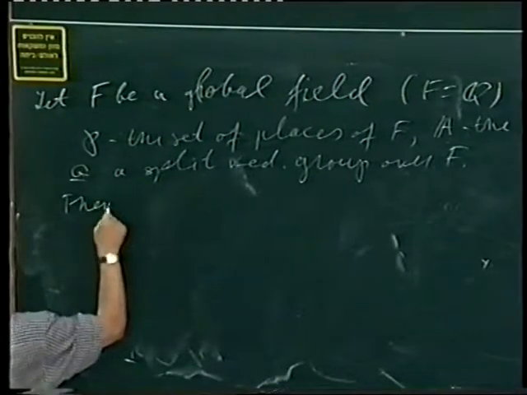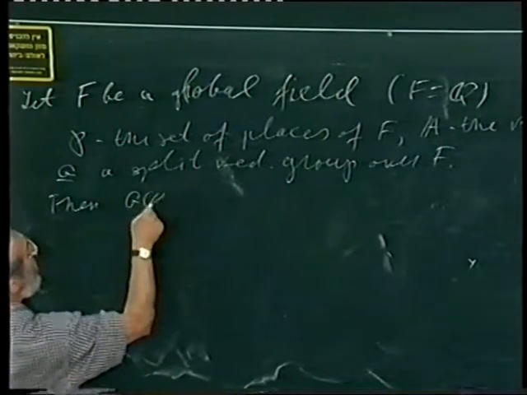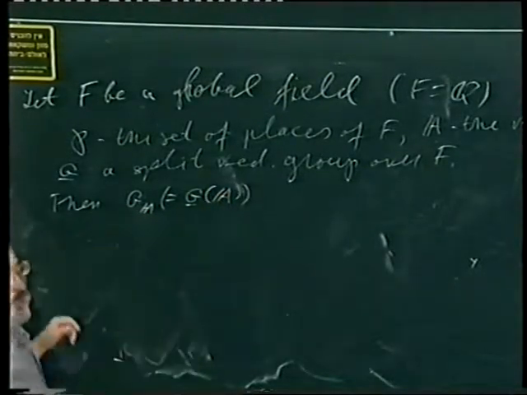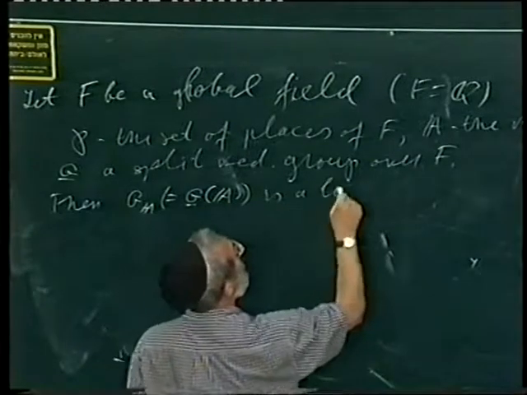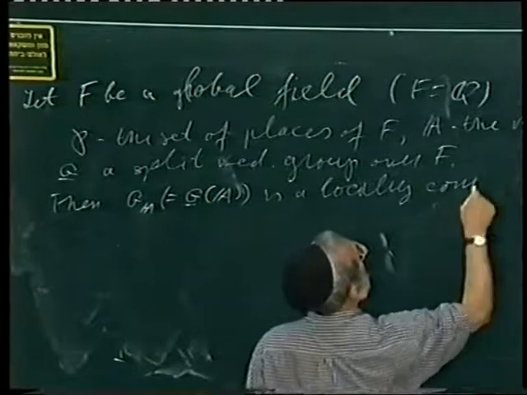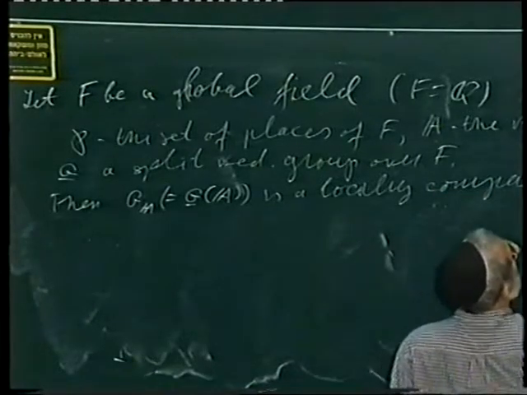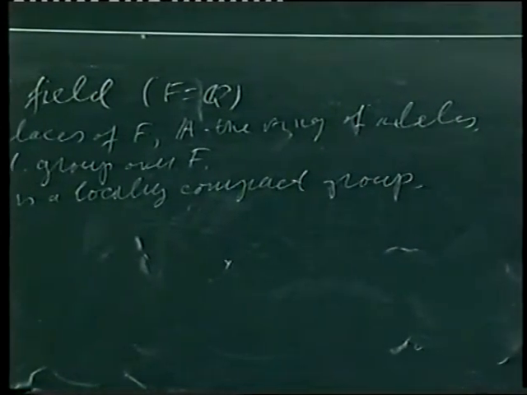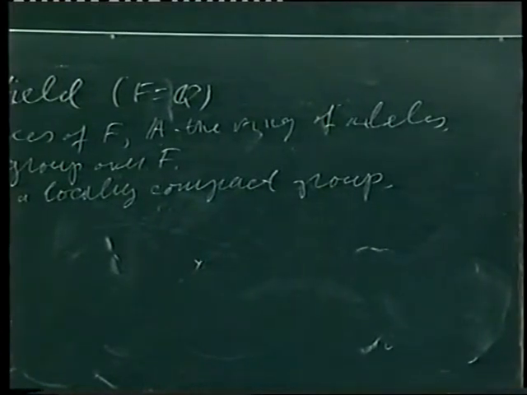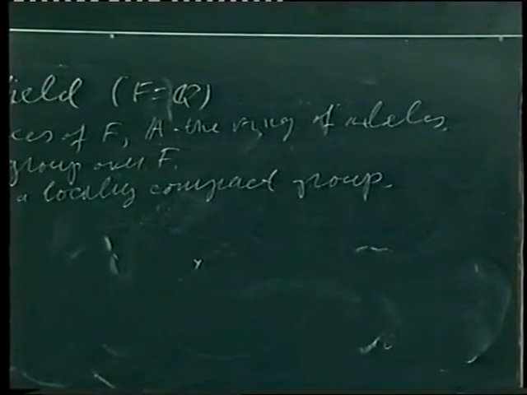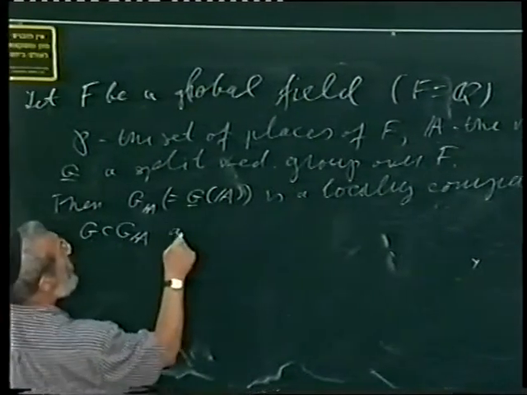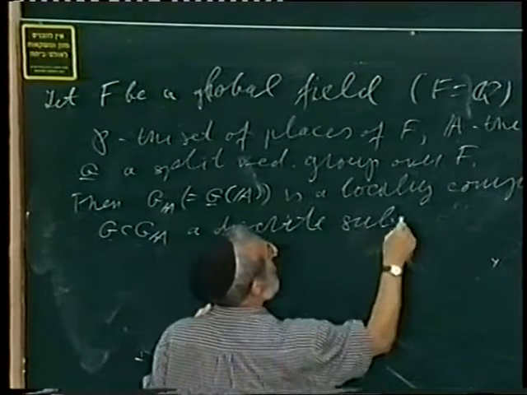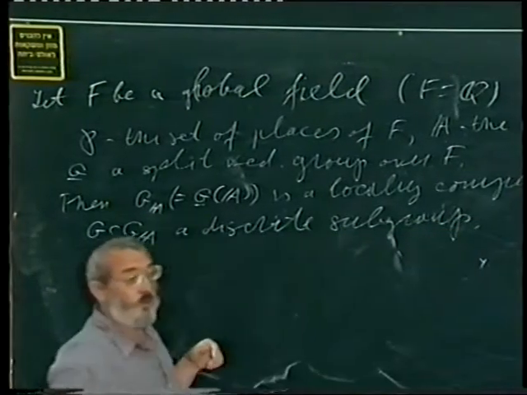Then G_A, which is by definition G of A, is a locally compact group. Do the adeles include the reals? Yes, they definitely do. You see from the next statement, G in G_A, a discrete subgroup. You see, it has to include the reals.